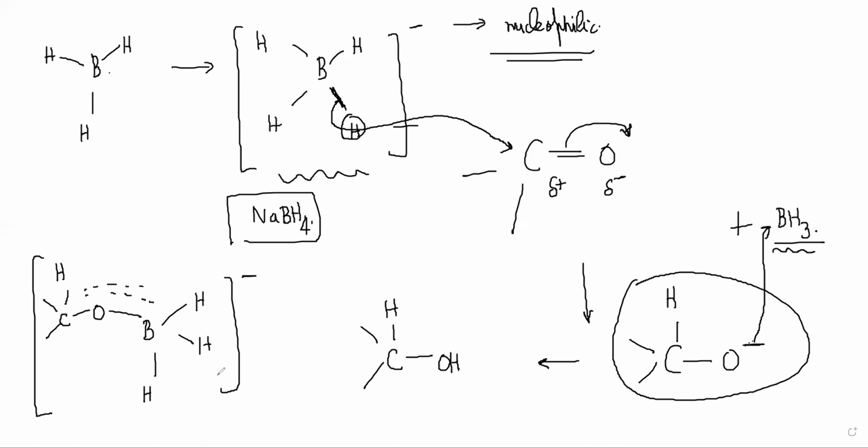Which could again give its H plus to another molecule of aldehyde. Again this can break, like BH4 minus, but instead of BH4, now it has become BH3 and something else. And again it can break, again it can go to another aldehyde, again form an oxy anion, and again the oxy anion can stabilize it. Things like this can happen.